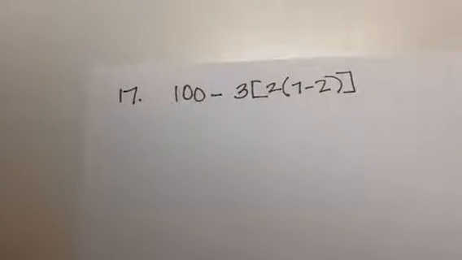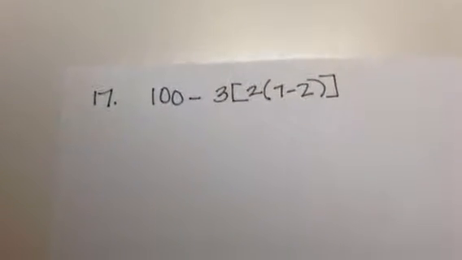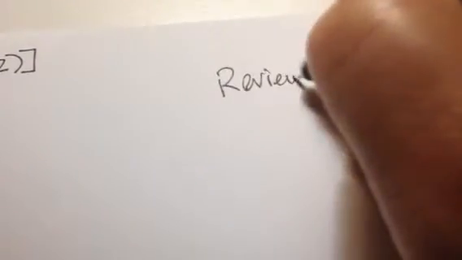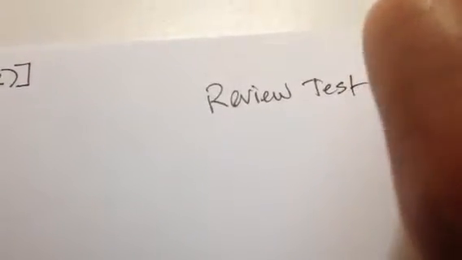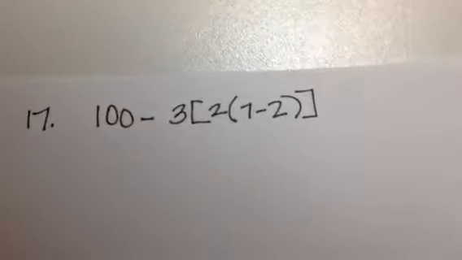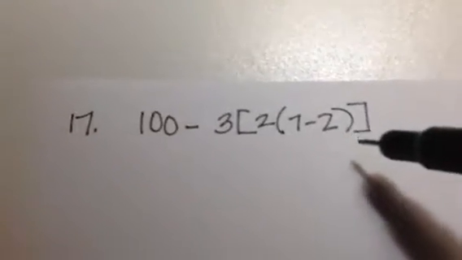Okay, oh my goodness, the last 4 questions on the test. This again is review for test 13, the last few questions, all right? Number 17, oh, look at these. We have multiple symbols of inclusion.